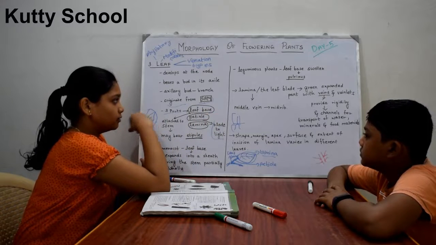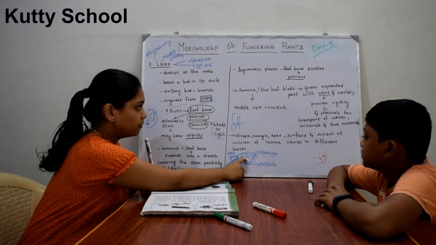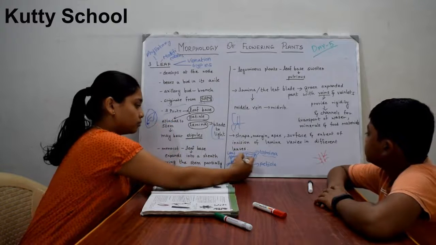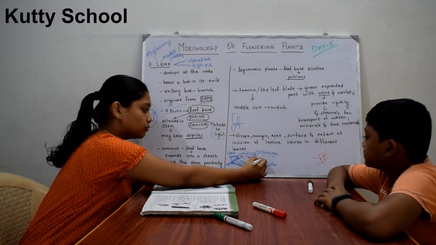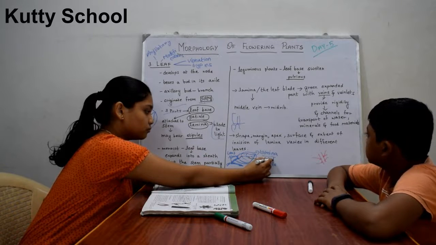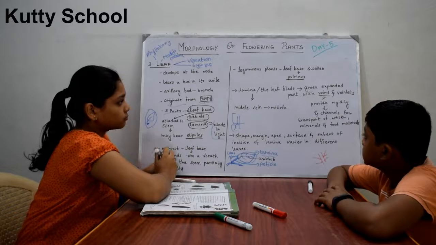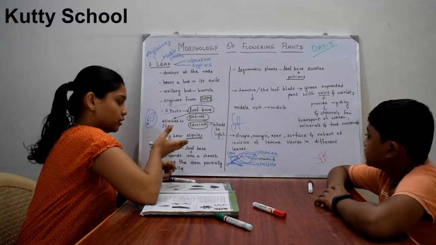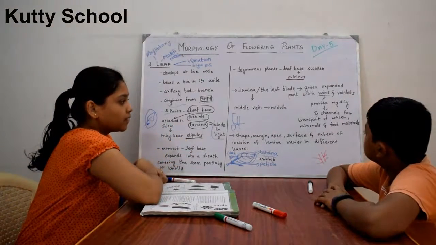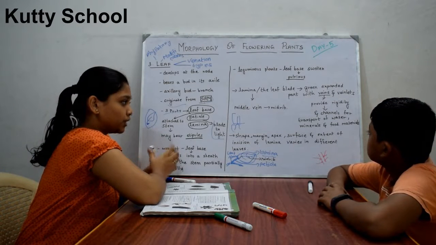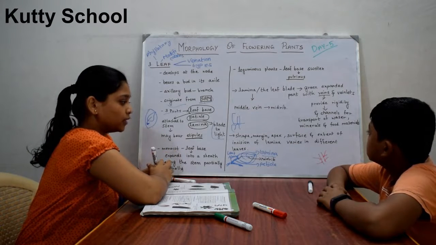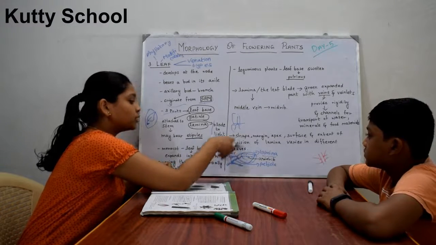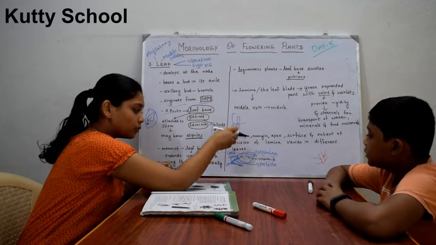And then the lamina, or leaf blade, is the green expanded part with veins and veinlets and everything. The middle vein is known as the midrib. This one is known as the midrib. These veins provide rigidity. They keep the leaf rigid and act as channels for the transport of water, minerals and food materials. These veins are the channels for the transport of water from root to stem and stem to the leaf.